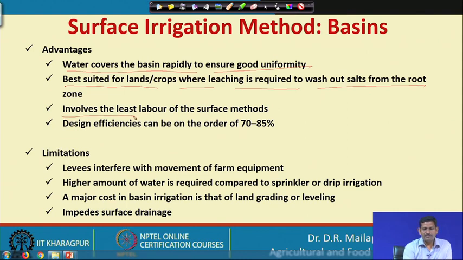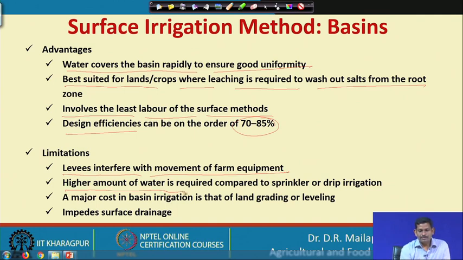It involves the least labor among surface methods. In surface irrigation methods, the basin method requires less labor, and design efficiencies could reach 70 to 85%. The limitations are that the levees interfere with movement of farm equipment, because the levees or the bunds around the basins are going to interfere with the farm operations.